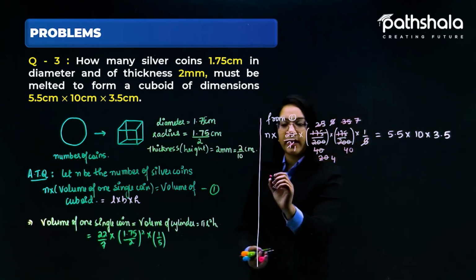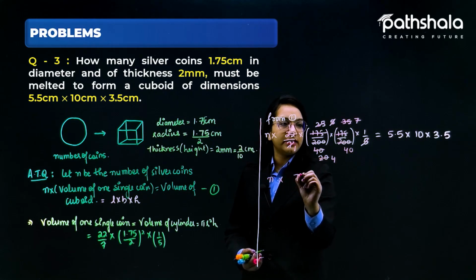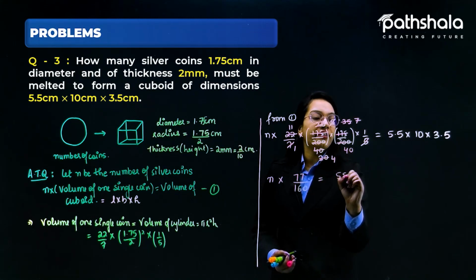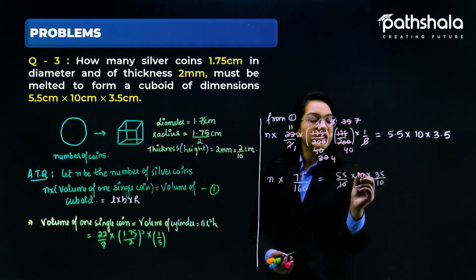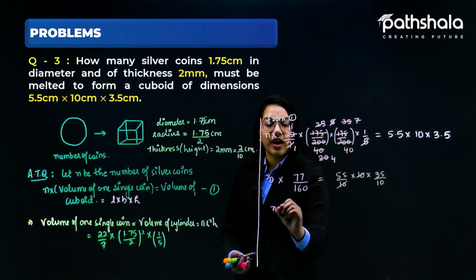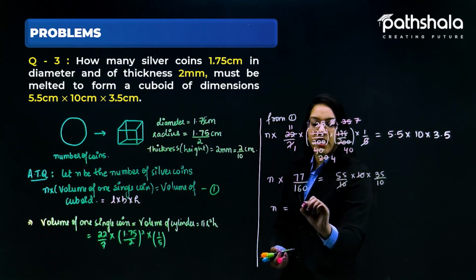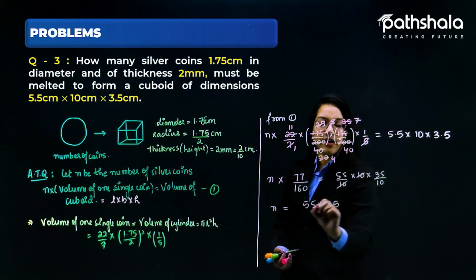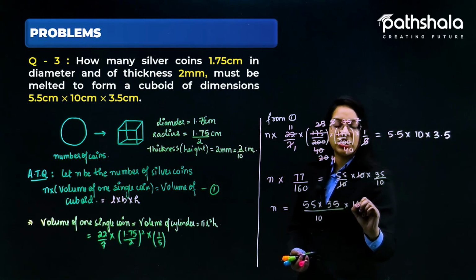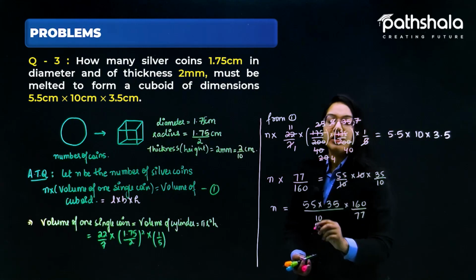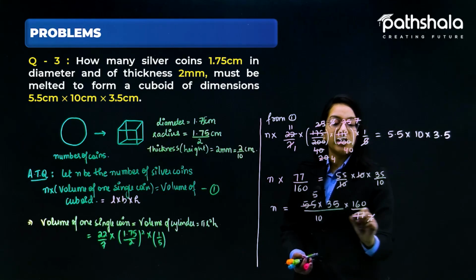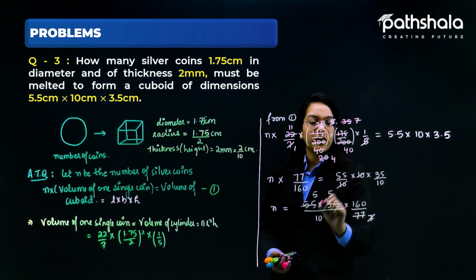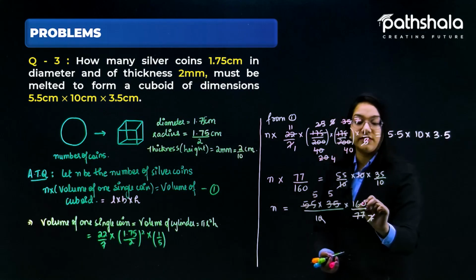So at the end we are getting N into 77 divided by 160, which is equal to 55 divided by 10 into 10 into 35 divided by 10. As you can see, 10 and 10 are getting cancelled with each other. So let's calculate the value of N. We have N as 55 into 35 divided by 10 into 160 divided by 77. So 11 into 5 is 55, 11 into 7 is 77, 7 and 5 is 35, and then 0 and 0 get cancelled with each other.